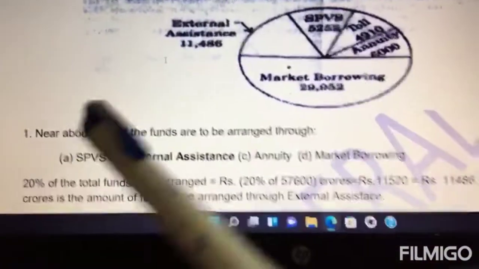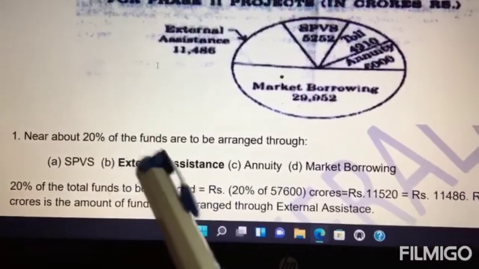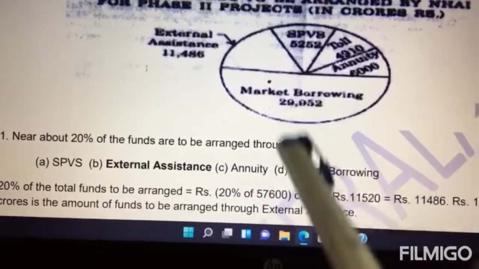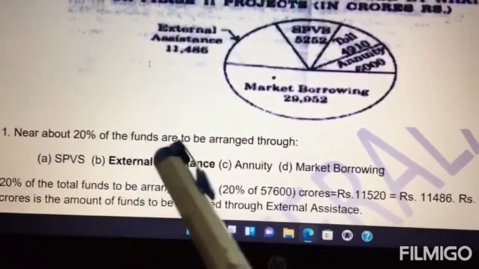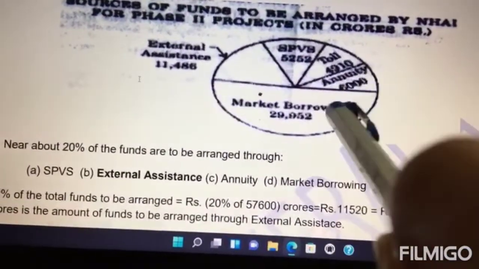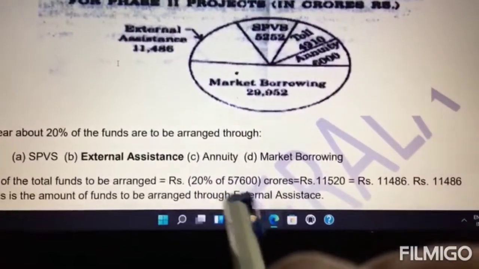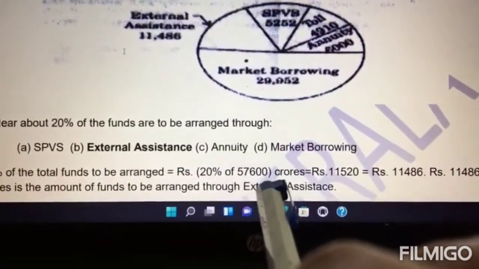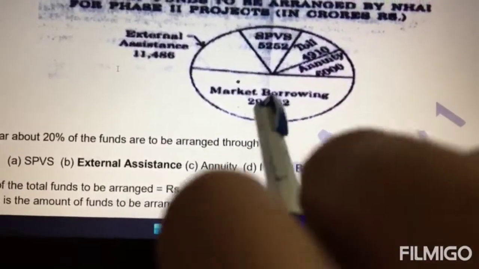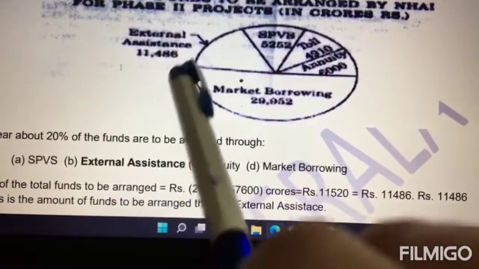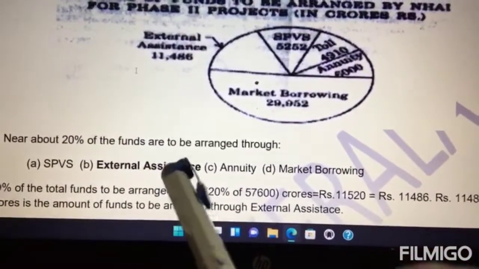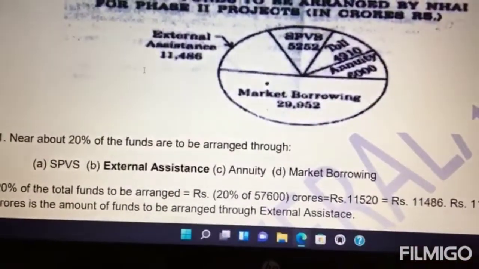So first question: near about 20% of the funds are to be arranged through which way of raising money? So 20% of the funds, are we given total funds? No, we have to calculate it. Add all these, then take 20% of it. When you add it, it comes up to 57,600 crores. When you take 20% of it, you'll get 11,520. So which number is closest to 11,520? It is external assistance, right? 11,486. So 20% of the funds are to be arranged approximately through external assistance.